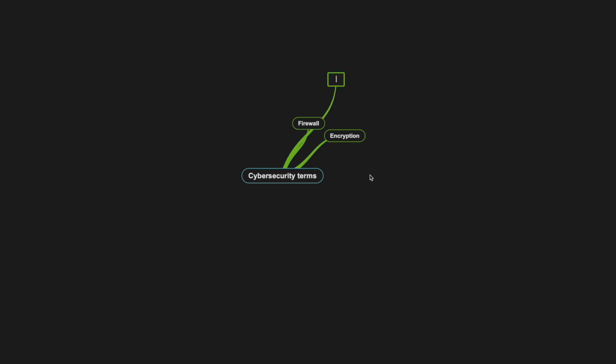Now, let's talk about malware. Malware is malicious software designed to disrupt, damage, or gain unauthorized access to computer systems or data. Examples include viruses, worms, trojans, ransomware, and spyware.